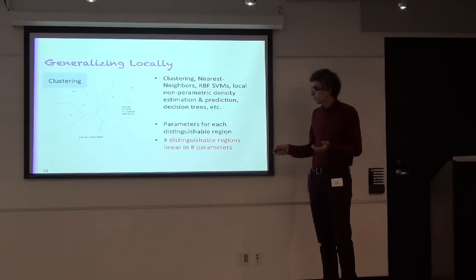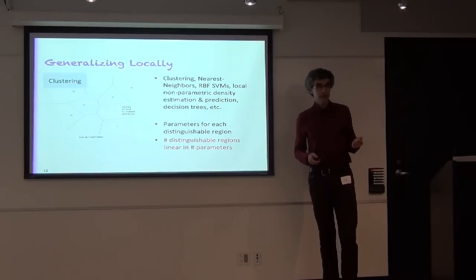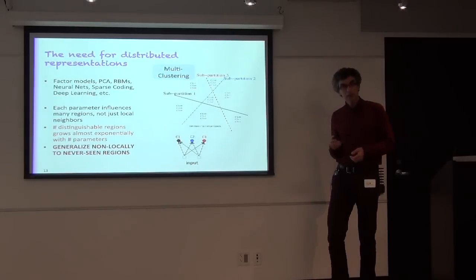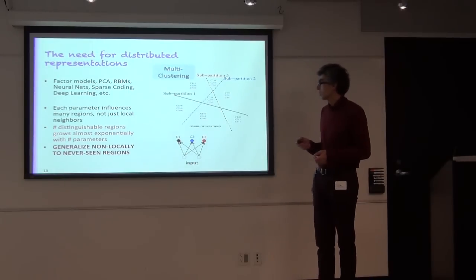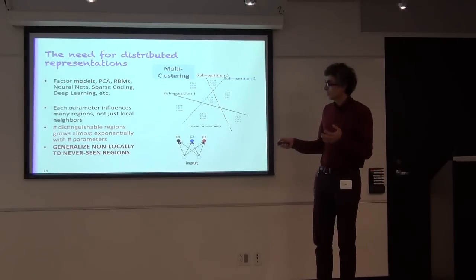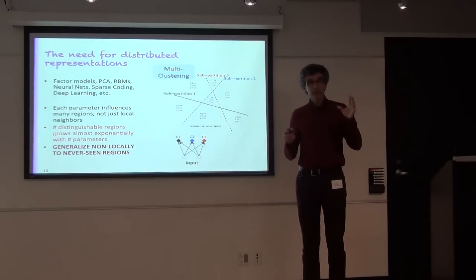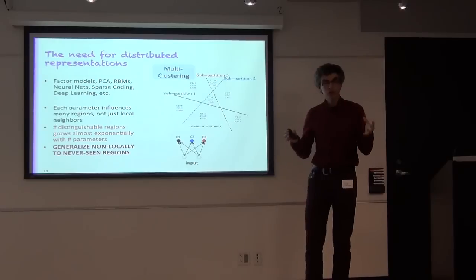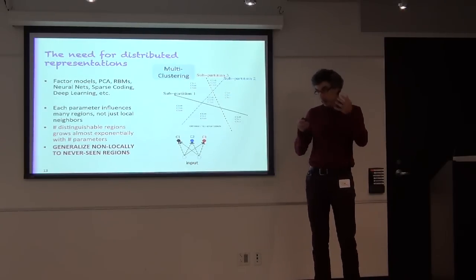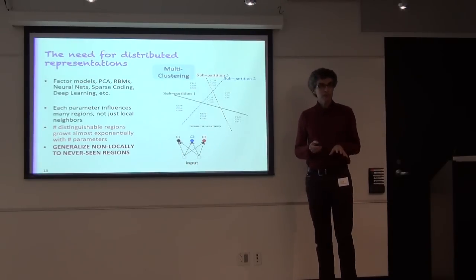Okay, so you could think, well, there's no other way you could do that, right? I mean, how could you possibly create a new region for which you have not seen any data and distinguish it meaningfully? Well, you can. Let me give you an example. So this is what happens with distributed representations, which happen in things like factor models, PCA, RBM, neural nets, sparse coding, and deep learning. What you're going to do is you're going to still break up the input space into regions and be able to generalize locally in the sense that things that are nearby are going to have similar outcomes. But the way you're going to learn that is completely different.